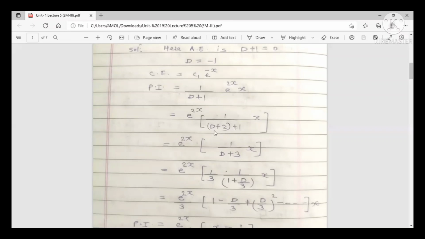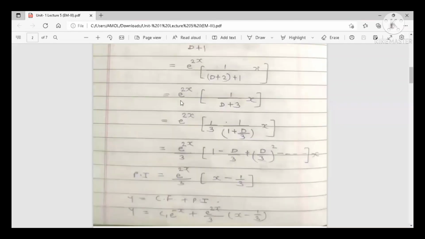So if we solve this bracket term, we have the next term, 1 upon D plus 3 into x, and this e raised to 2x as it is. Now the term e raised to 2x as it is.